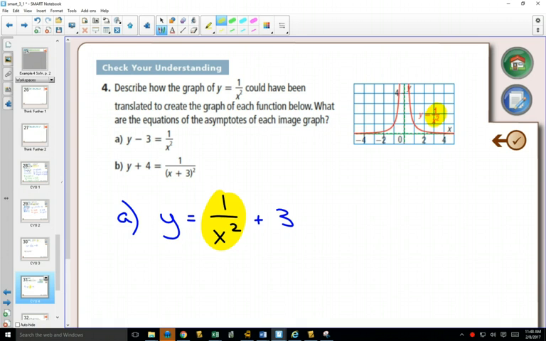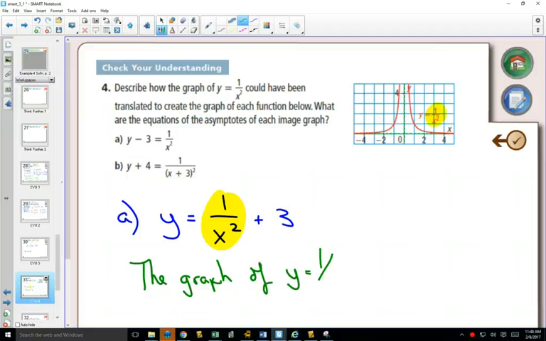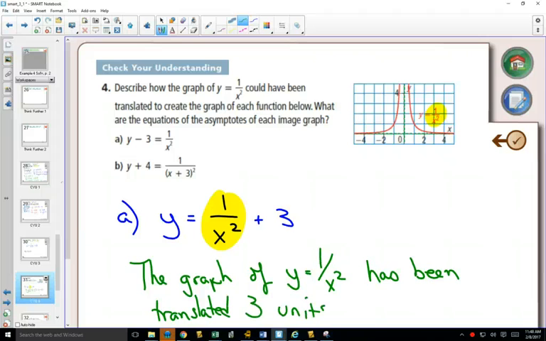Okay? So how would we describe that in words? So we want to describe how it could have been translated. So we could say the graph of y equals 1 over x squared has been translated 3 units up.